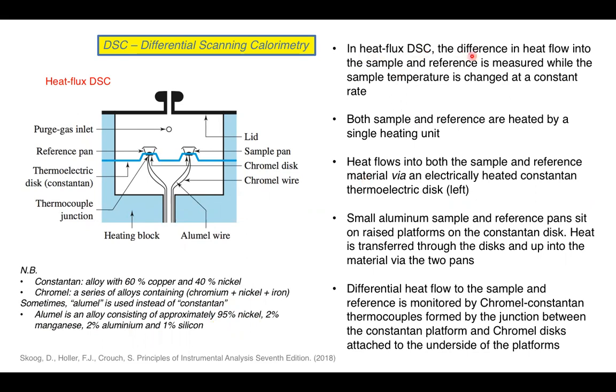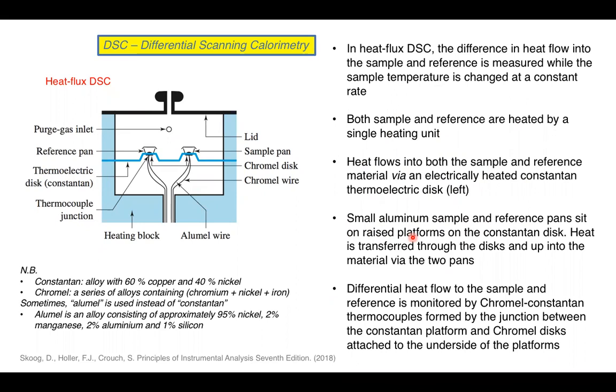So in heat flux DSC, the difference in heat flow into the sample and reference is measured while the sample temperature is changed at a constant rate. Both sample and reference are heated by a single heating unit, and heat flows into both the sample and reference material via an electrically heated constantan thermoelectric disc, which is over here. Here's the thermoelectric disc. The small aluminum sample and reference pans sit on raised platforms on the constantan disc. Heat is transferred through the disc and up into the material via the two pans.